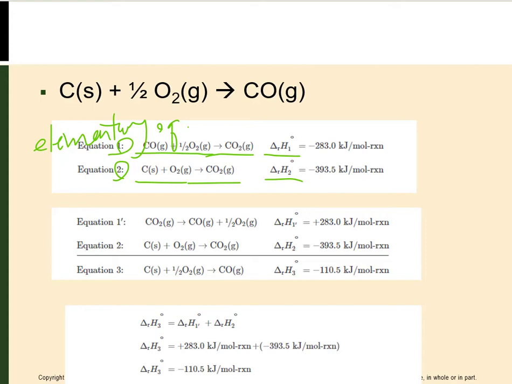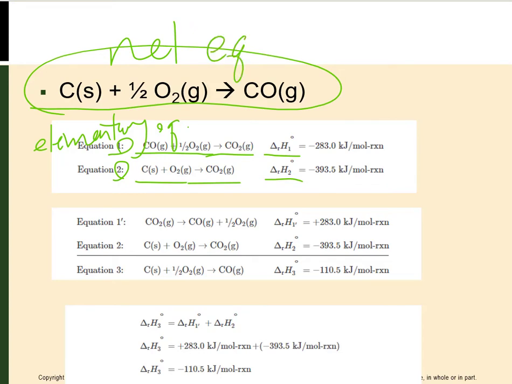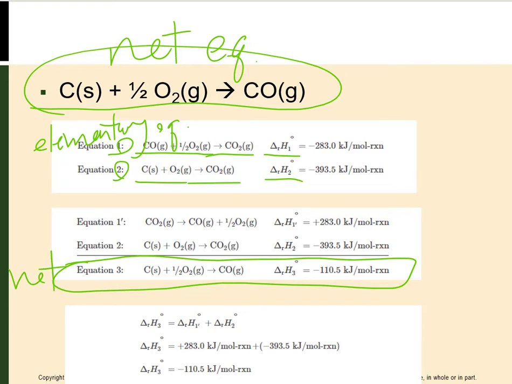Now, we can manipulate these two so that when added together, they yield the desired net equation. We call this our net equation. So down here we have our equation 3. This is our net. This is the equation that we want. Here are the equations that we know. How can we manipulate these two equations so that I get carbon plus oxygen to give me carbon monoxide?